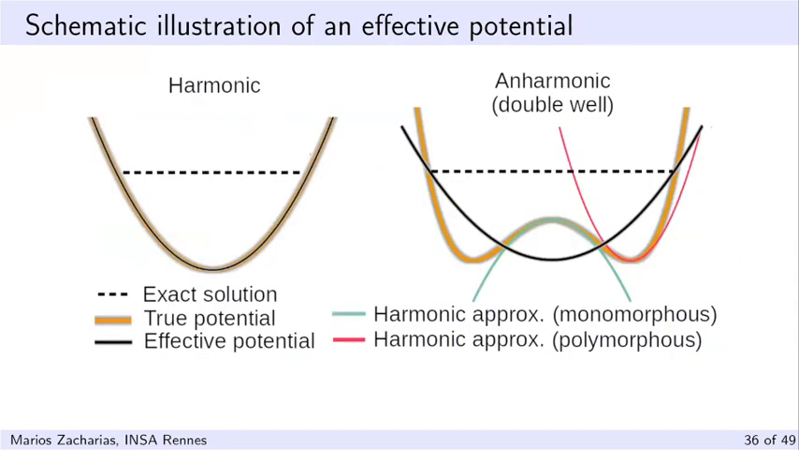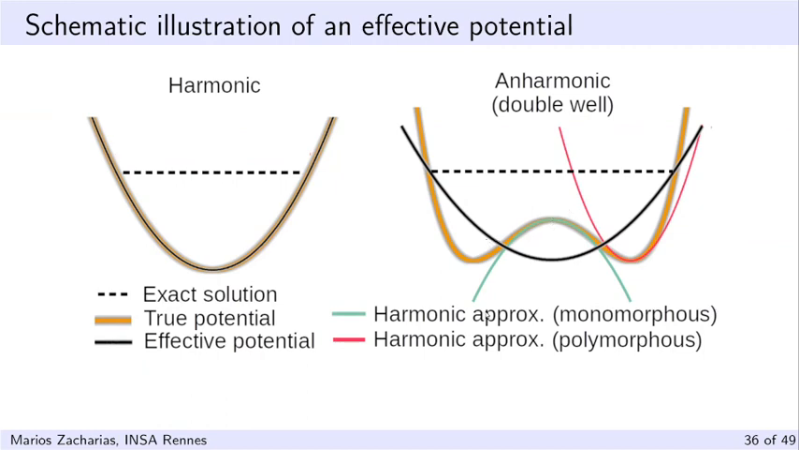So how can we update the special displacement method? We are looking for an effective potential that can capture the exact solution of the nuclear Schrödinger equation. If we have a harmonic potential, the effective potential will actually correspond to a parabola, and it's easy to find. However, if we have this double well potential, for example, we need to do it self-consistently and find an effective potential that will give the exact solution of the nuclear Schrödinger equation.